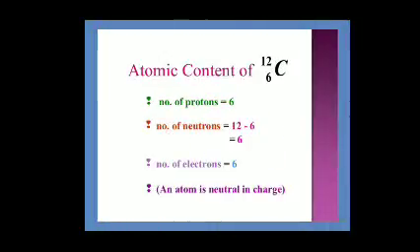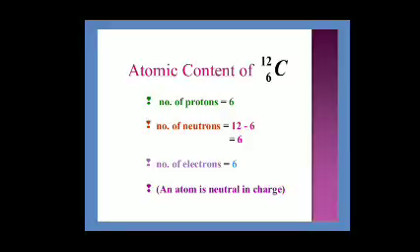Now the carbon atom C-12. The number of protons is equal to 6. The number of protons is nothing but the atomic number, so the atomic number of carbon Z is equal to 6. The number of protons is equal to the number of electrons in an atom, so the number of electrons is also 6.